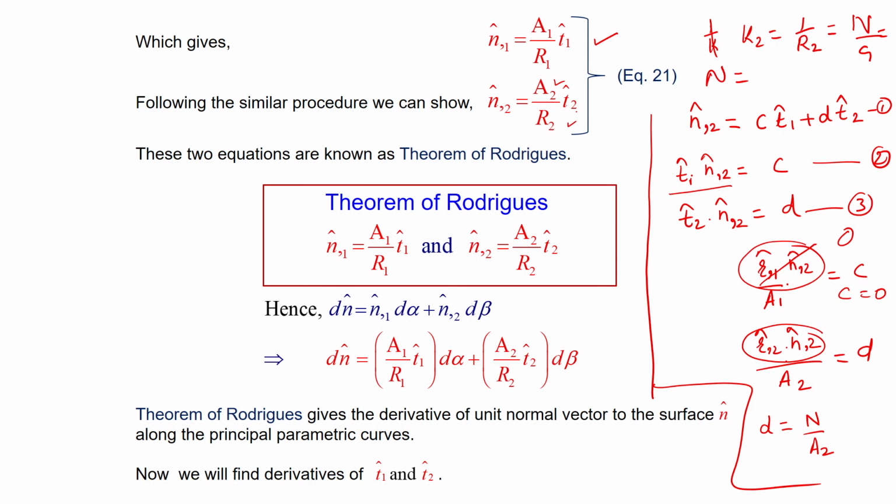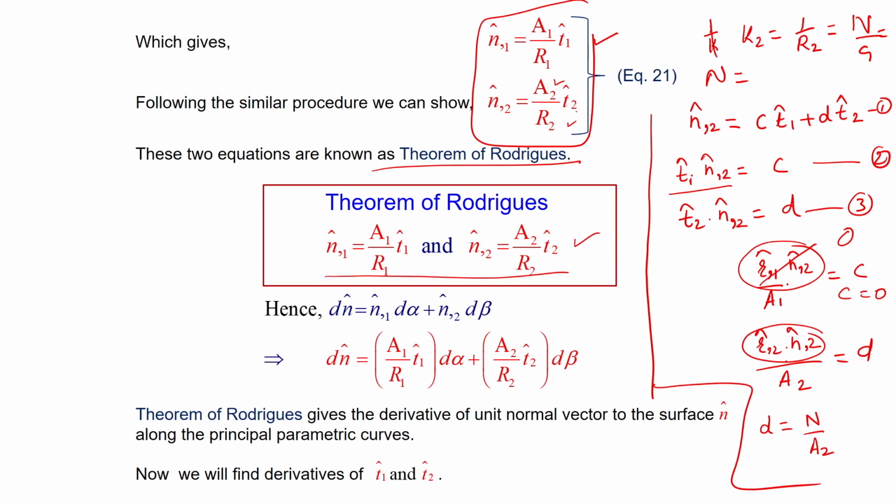So the surface normal derivative along one direction can be written as A1 by R1 into T hat 1. A1 is a Lamé parameter which is very easy to calculate, and R1 is the radius of curvature. These two differential equations are known as the theorem of Rodrigues. We can write these theorems, and they are very useful for developing the theory of surfaces.